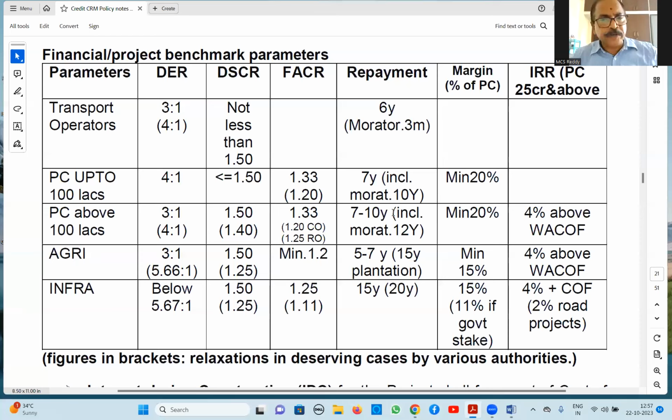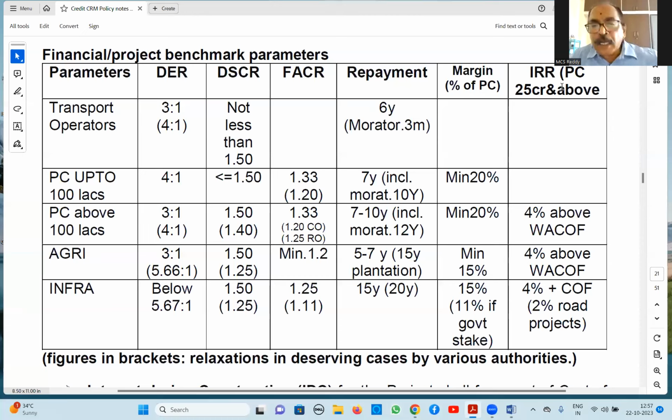Above 100 crores, 7 to 10 years, and up to 12 crores also. Agriculture 5 to 7 years, 15 years for plantation. Infra 15 years, it can be extended to 20 years also. Margin generally up to small units, up to 1 crore, 20%. Above that, minimum 20%. Agri minimum 15% margin, and infra 15%, 11% if government stake is there.